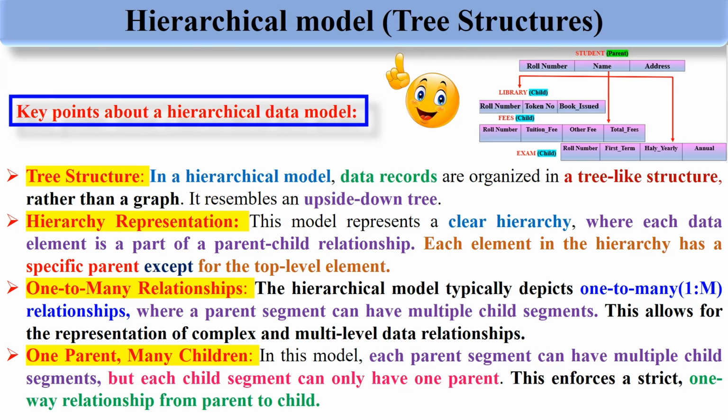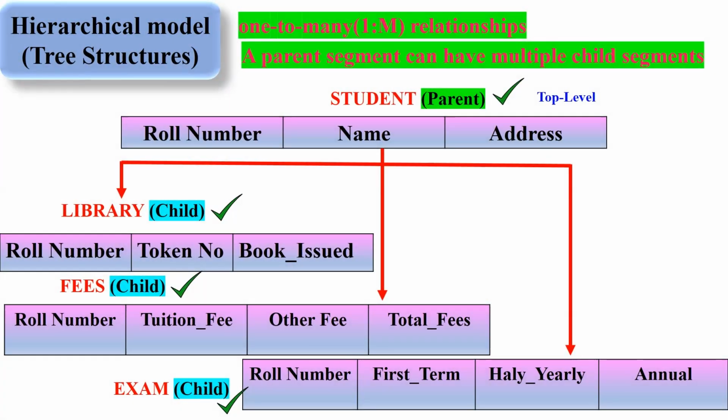This allows for the representation of complex and multi-level data relationships. One parent, many children. In this model, each parent segment can have multiple child segments, but each child segment can only have one parent. This enforces a strict, one-way relationship from parent to child. We can see the hierarchical model, tree structures, here.